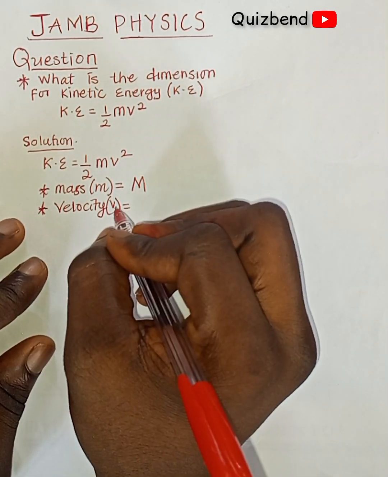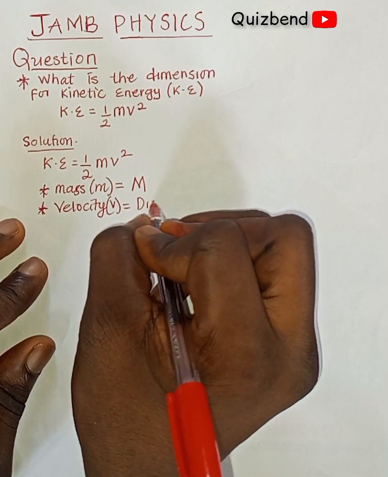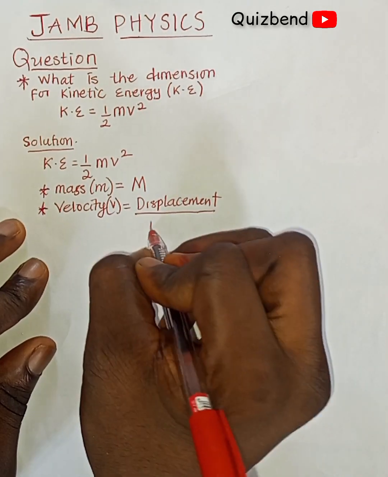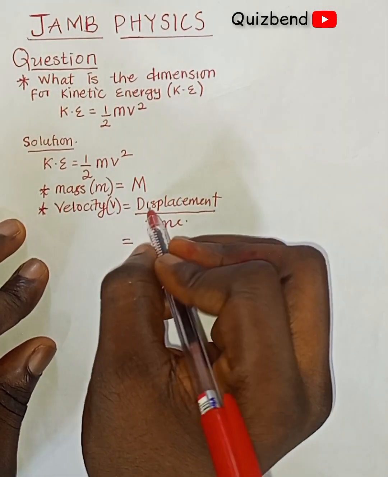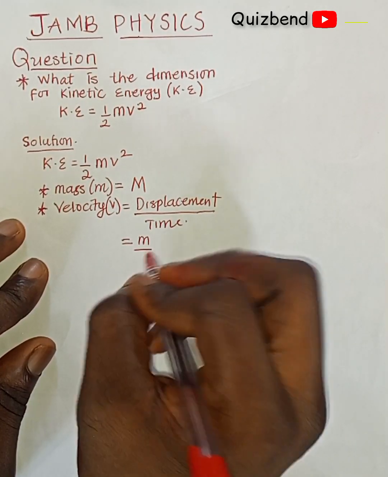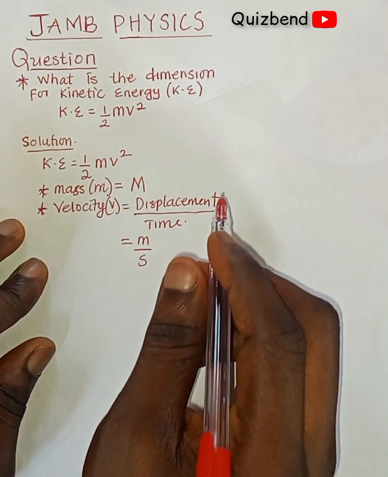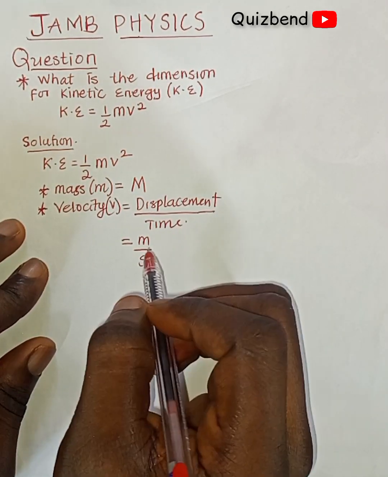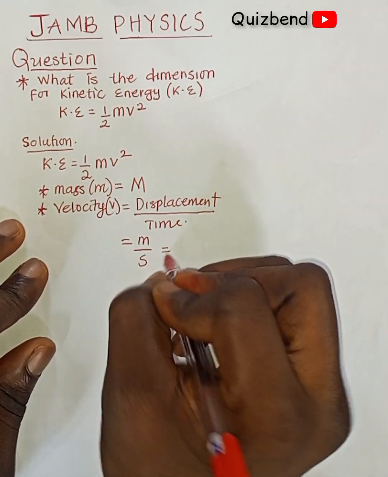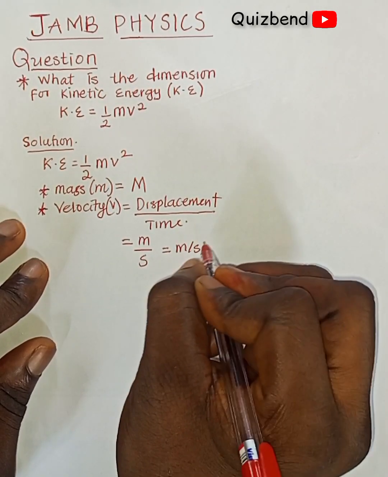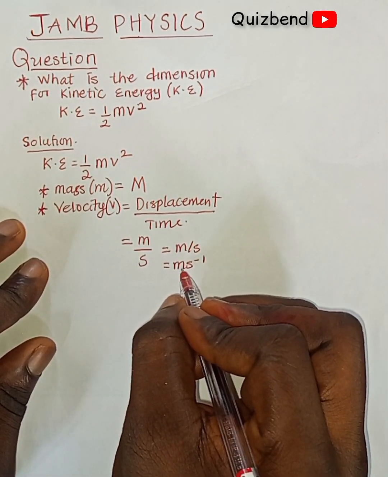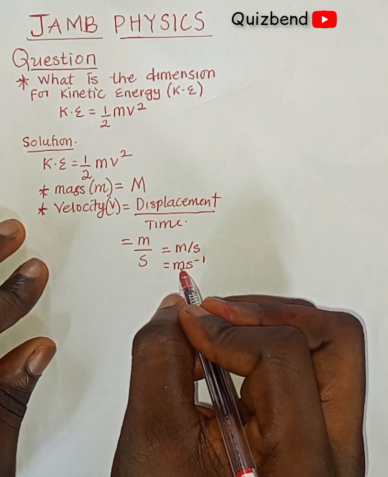Remember the formula for velocity is displacement over time. Now what's the unit for displacement? The unit for displacement is meter. What's the unit for time? The unit for time is seconds. And remember, for you to get the dimension of any quantity, you need to use the unit of that quantity. So meter over second means meter per second, or meter seconds raised to the power of -1. From here you can determine the dimension for meter and seconds.